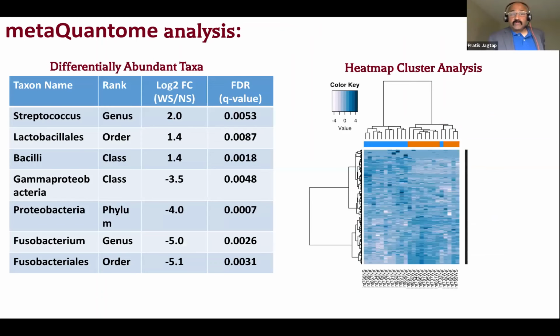MetaQuantome analysis can also tell you what are the differentially abundant taxa. It tells you the fold change, here sucrose as compared to the control, along with the Q value that is associated, giving you an idea of how much you can rely on this particular fold change. It also generates heat map cluster analysis, and as you can see here, there is a separation of these two, except for this one sample, the blue being control and the orange being the sucrose-induced sample.